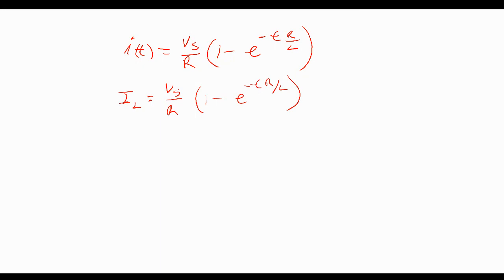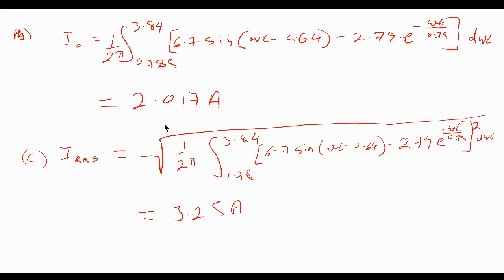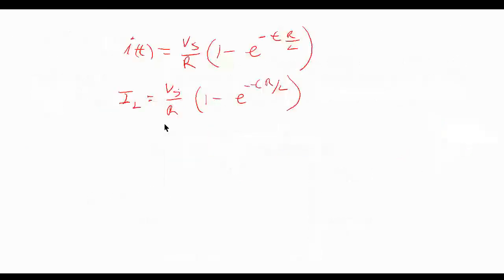And what did it tell us the latching current is? All right, 4 milliampere. You understand why it's the latching current? Because we're finding the minimum width of the gate trigger that is required to turn it on. So this expression that we have must be the latching current, the minimum current that will flow when the device turns on. That current flowing when it turns on is the latching current.